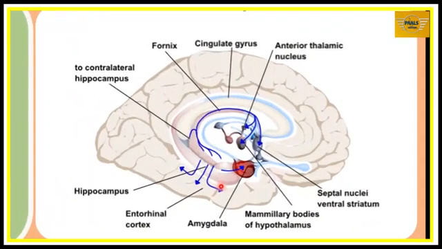The major efferent of the hippocampus is the fornix. The fornix connects the hippocampus to some of these bodies. 1, it can connect it to the opposite hippocampus. 2, to the septal nuclei. 3, to the anterior hypothalamic region, and to the mammillary body.